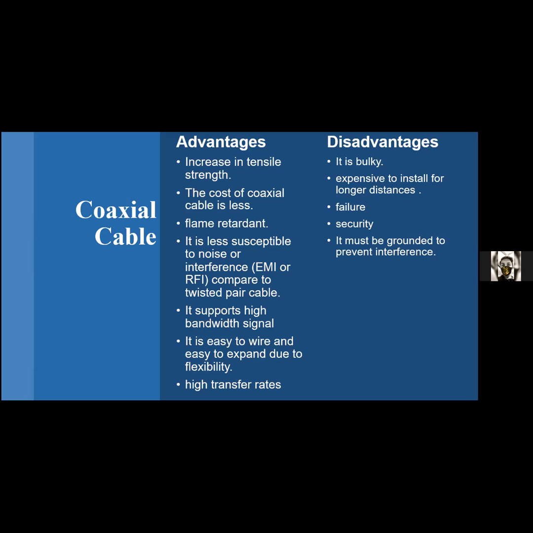It also supports different kinds of bandwidth, which can be high to low. It is easy to wire and easy to set up due to flexibility, and it has a high transfer rate. But the main disadvantage of this is it is very bulky, expensive, and if there is any failure, it can affect the whole system, and also it must be grounded to prevent interference.